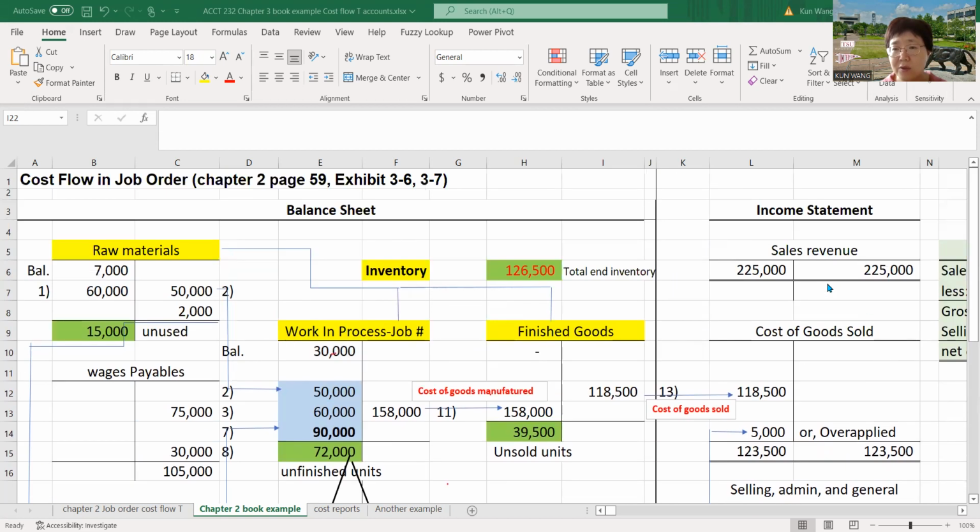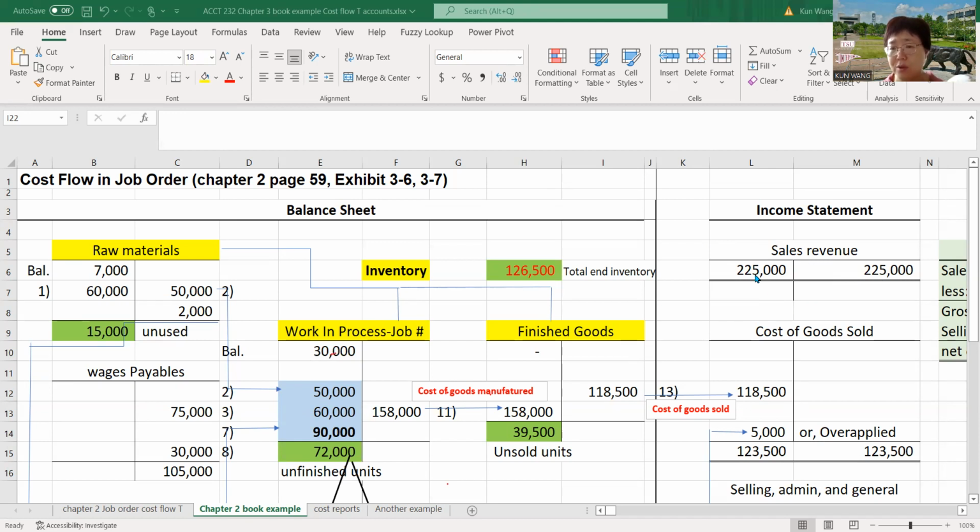So now let's take a look at the income statement. We explained a little bit yesterday. In the income statement, we can find out the sales revenue by using the sales price multiplied by the units sold. So for the original sales revenue, we debit the accounts receivable and credit the sales revenue. I put this debit is for closing.